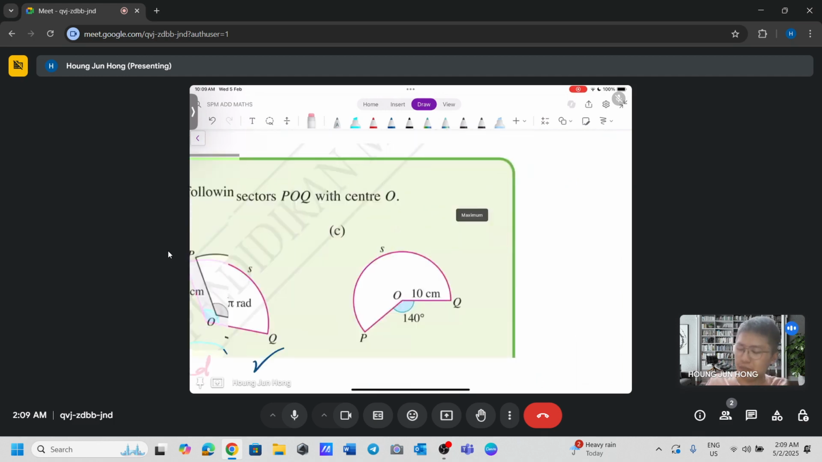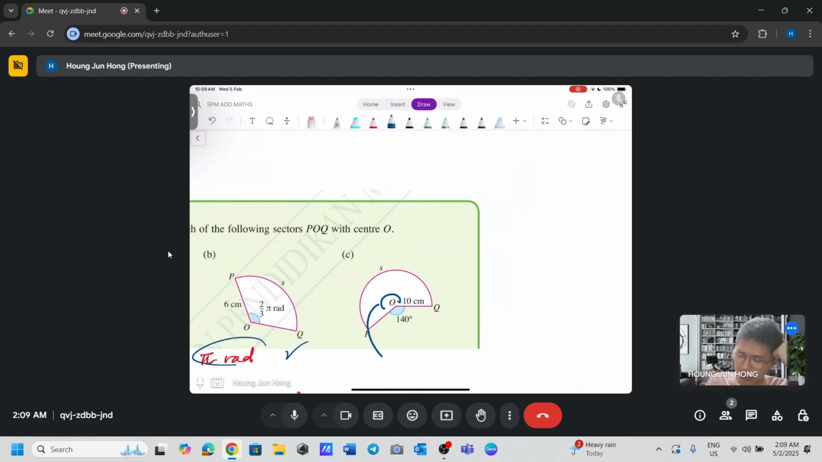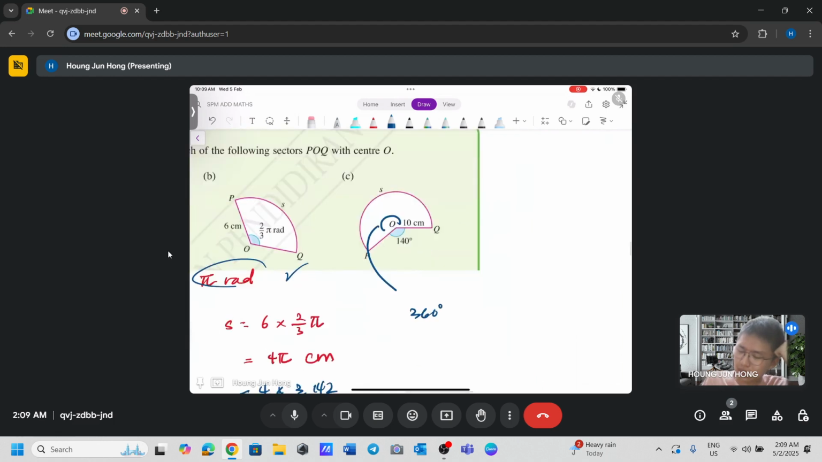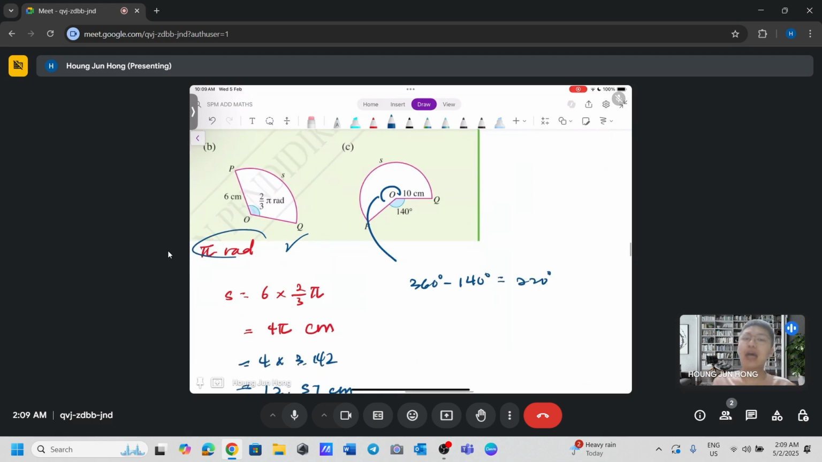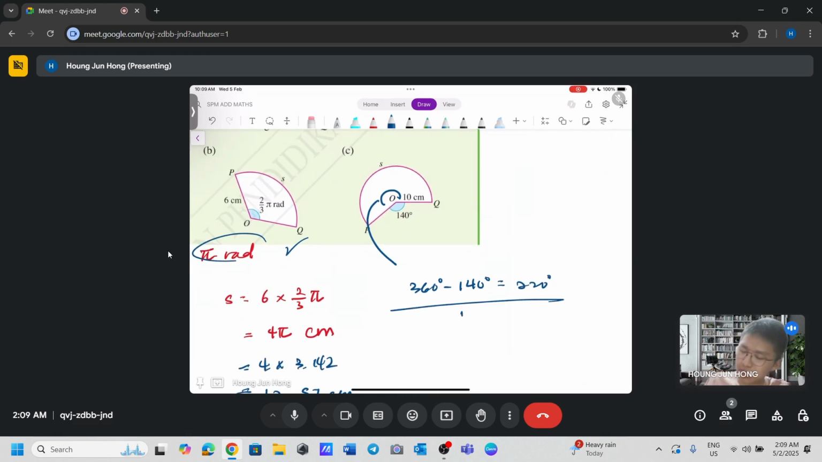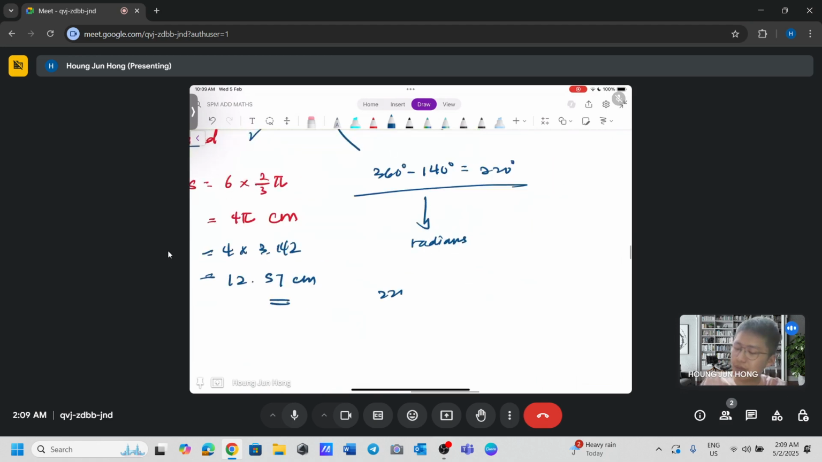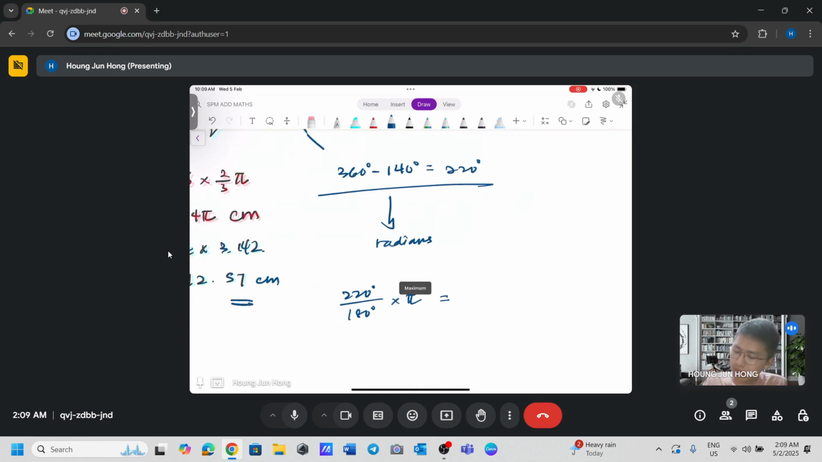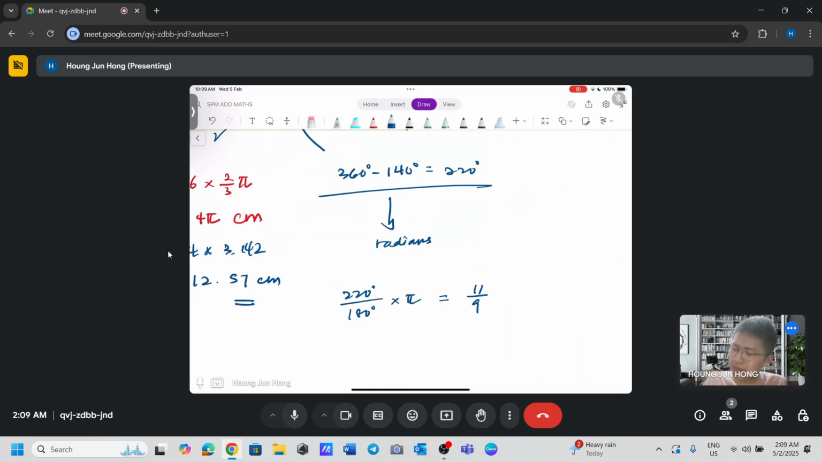First of all, just simple geometry you should know. This is 360 minus 140, you get 220. But like I said, we always operate with the formula r theta. We always use radian, so we have to convert this into radian, because we are supposed to deal with radians. How do we do that? We divide by 180 and multiply by pi. It gives you 11 over 9 pi.